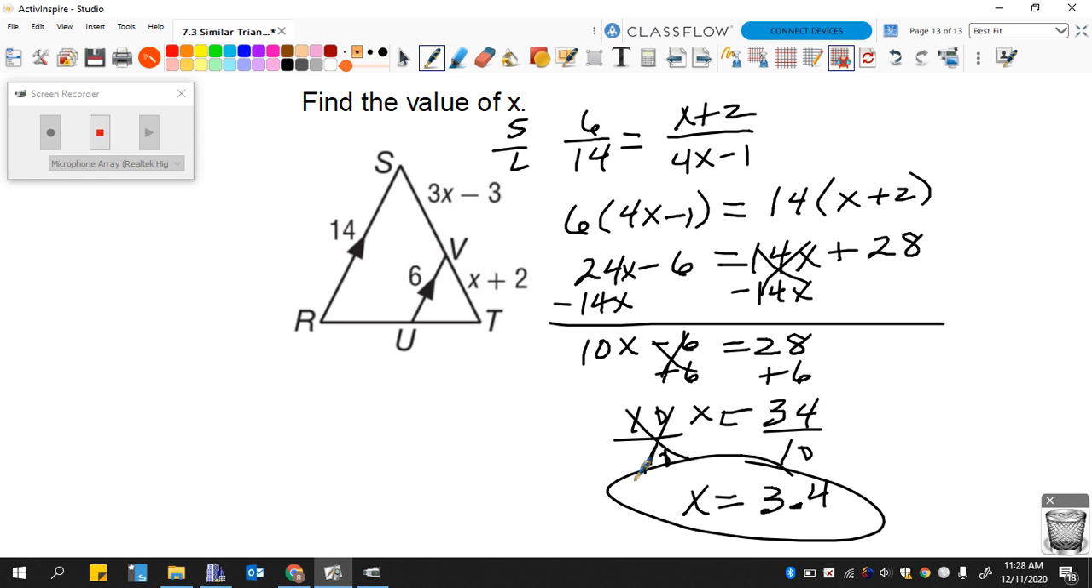And then if it asks us to plug it back in to find the length of the sides, you would plug in 3.4 into x, and so 3.4 plus 2 would be 5.4. And then you can do the same thing for SV and just plug it in for x. So anyway, that's the way you do this particular lesson on similar triangles.